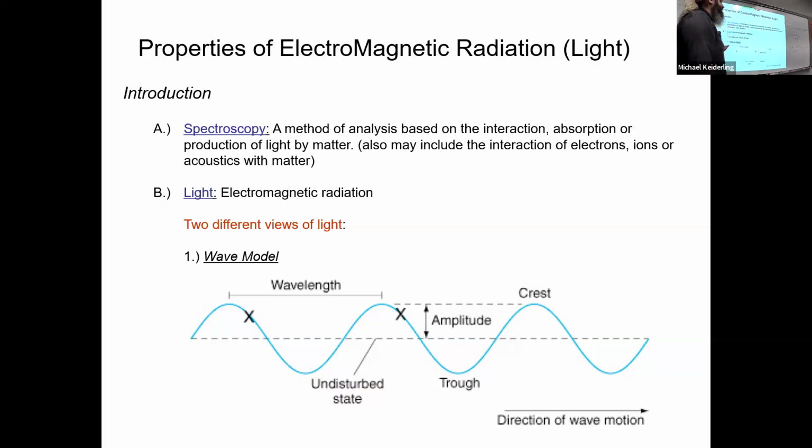You can talk about light in two ways. You can talk about light as a wave. It is a wave, it's an oscillating wave. It has crests, and the distance from crest to crest is a wavelength. The height of the wave from the rest state, the magnitude of the wave from the rest state, is the amplitude. So there's a wave model of light.